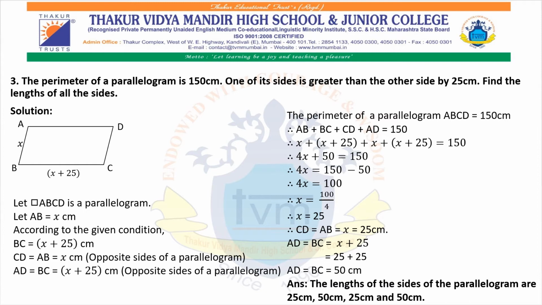Therefore, x plus 25 plus x plus 25 is equal to 150. Therefore, 4x plus 50 is equal to 150. 4x is equal to 100. Therefore, x is equal to 100 upon 4. x is equal to 25. Therefore, CD is equal to AB is equal to x is equal to 25 centimeters, and AD is equal to BC, that is x plus 25, is 25 plus 25, that is 50 centimeters. So the lengths of the sides of the parallelogram are 25 centimeters, 50 centimeters, 25 centimeters and 50 centimeters.